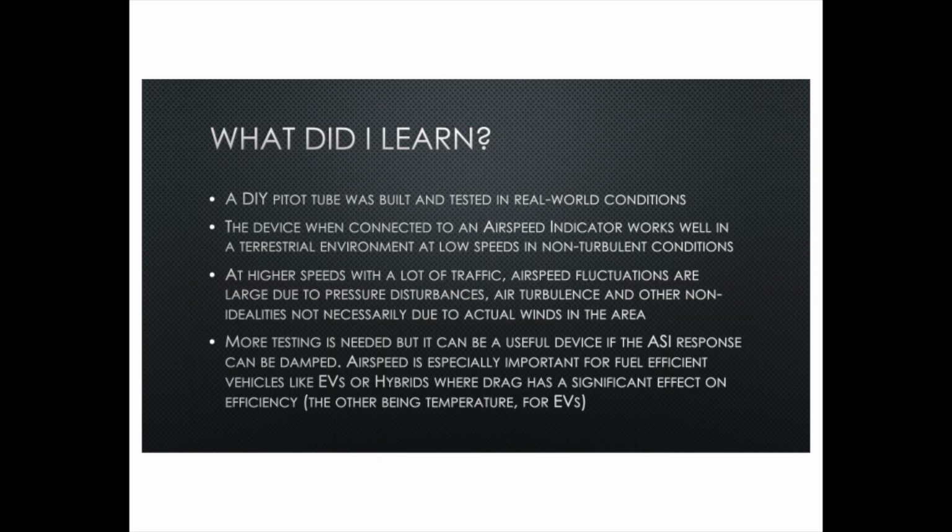What did I learn? A do-it-yourself Pitot tube was built and tested in real-world conditions. The device, when connected to an airspeed indicator, works well in a terrestrial environment at low speeds in non-turbulent conditions. At higher speeds with a lot of traffic, airspeed fluctuations are large due to pressure disturbances, air turbulence, and other non-idealities, not necessarily due to actual winds in the area, which is a problem because that significantly changes your accuracy and your means to measure the actual wind conditions. More testing is needed, but it can be a useful device if the ASI response can be damped, and airspeed is especially important for fuel-efficient vehicles like EVs or hybrids, where drag has a significant effect on efficiency, the other being temperature for EVs.